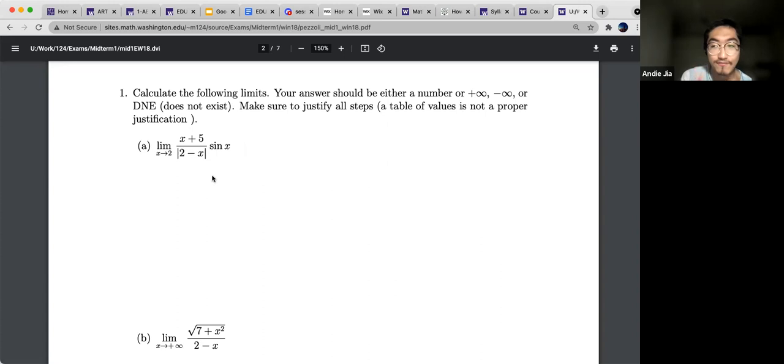Since the two values are not equal, the limit doesn't exist, because for the limit to exist, the two one-sided limits must be equal.